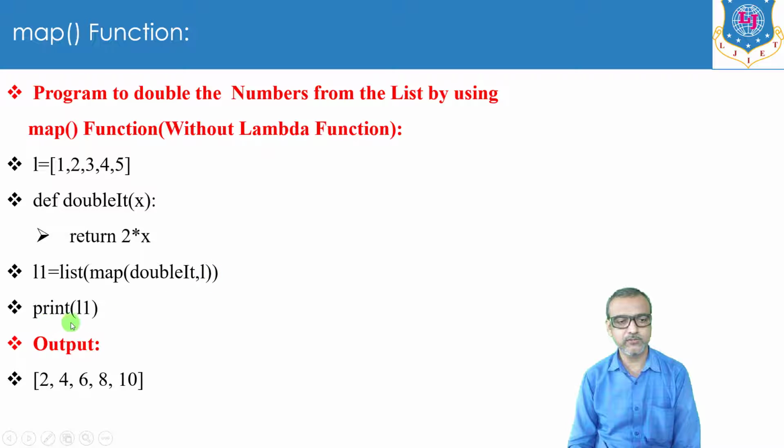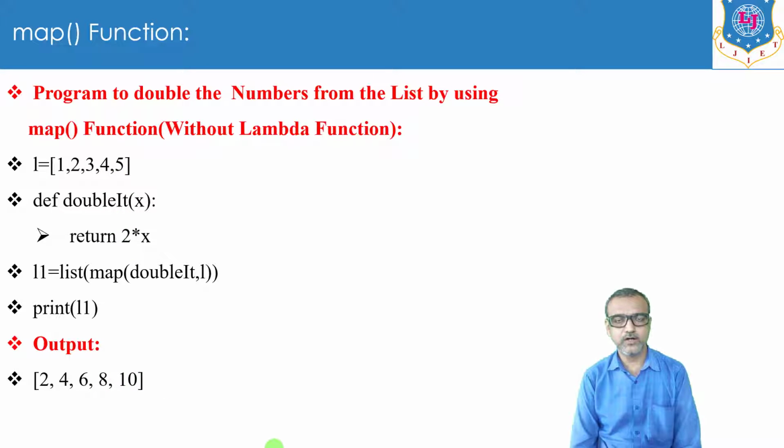And if we write down the print L1 statement, what will be the output? That is nothing but the double values of the list L. So double of 1 is 2, double of 2 is 4, double of 3 is 6, double of 4 is 8 and double of 5 is 10.